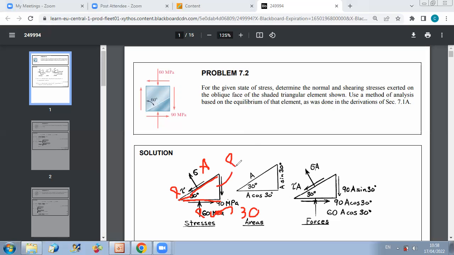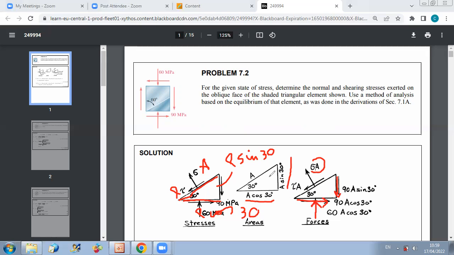And as we mentioned, we have same width, so I can relate also areas. This area is A cosine 30. This area is A sine 30, and this area is A. So now I can represent my forces. On this face, I have a normal force sigma times A, shear force tau times A, and I have a downward shear of 90A sine 30. Here we have on this face shear and normal forces, so it's 90A cosine 30 and 60A cosine 30.